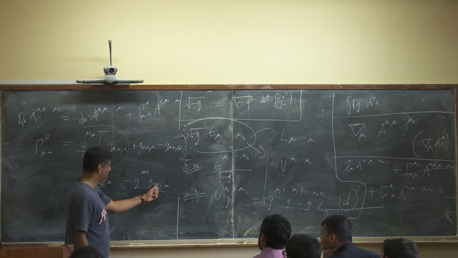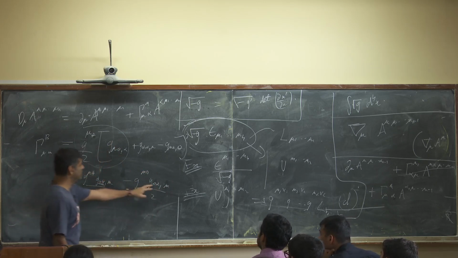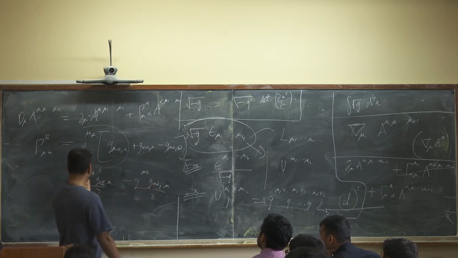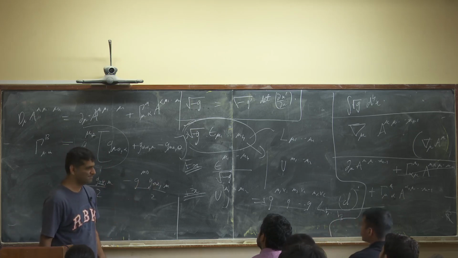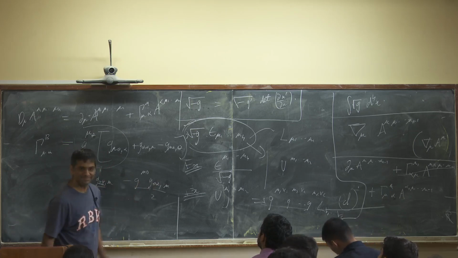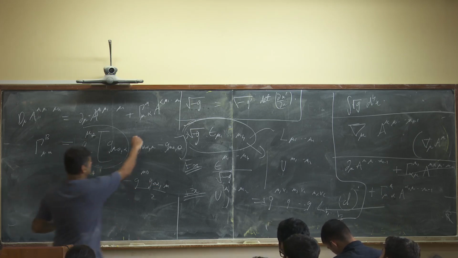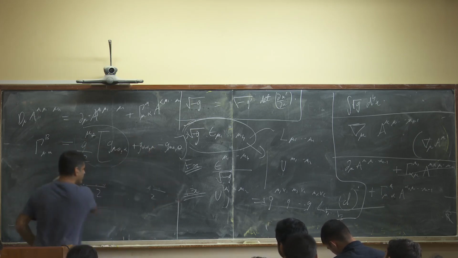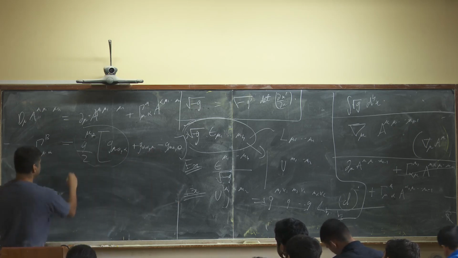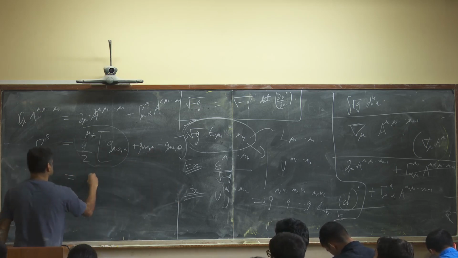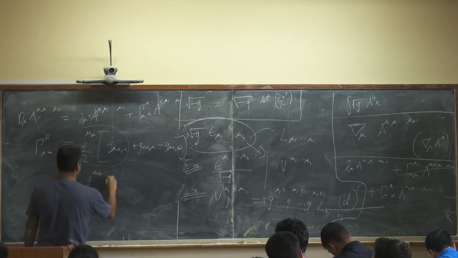Now, again using the symmetry of G, do you see that this term and this term are just the same? Is this clear? So these two terms just cancel out. So this is simply equal to G mu theta, G mu theta alpha by 2.